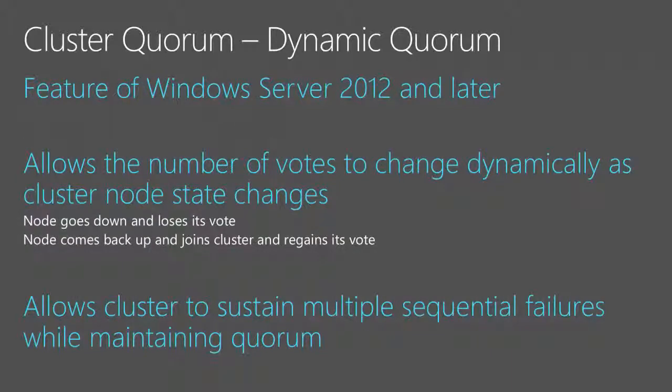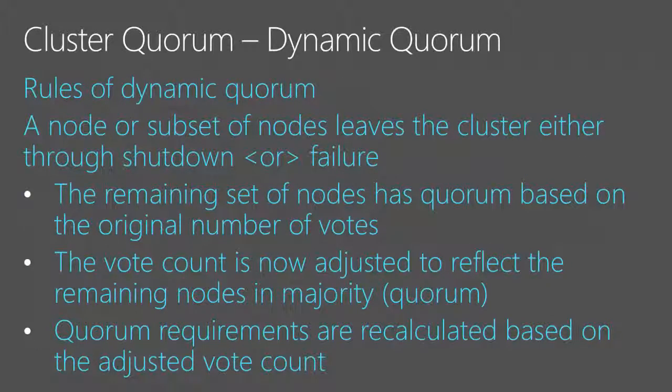So what is it? It allows the cluster to survive failures that previously would have resulted in the loss of quorum. Okay? The rules are fairly simple. If a node goes down, it loses its vote. When the node comes back up, it gets its vote back. And assuming quorum is maintained after one of these failures happens, then the system will recalculate the number of votes that are required and keep the system up and running longer and longer. So let me show you what I mean by that.